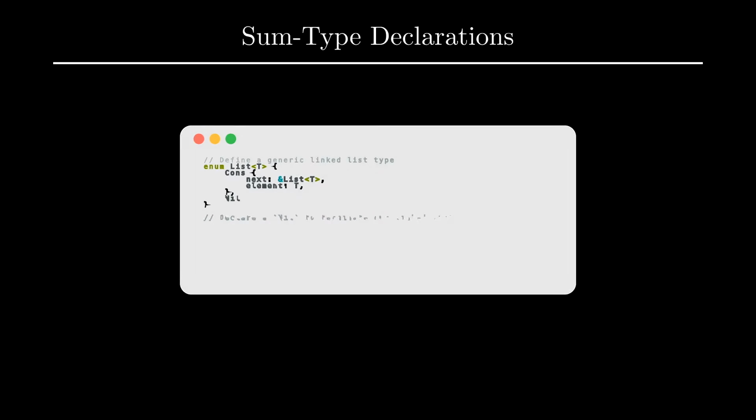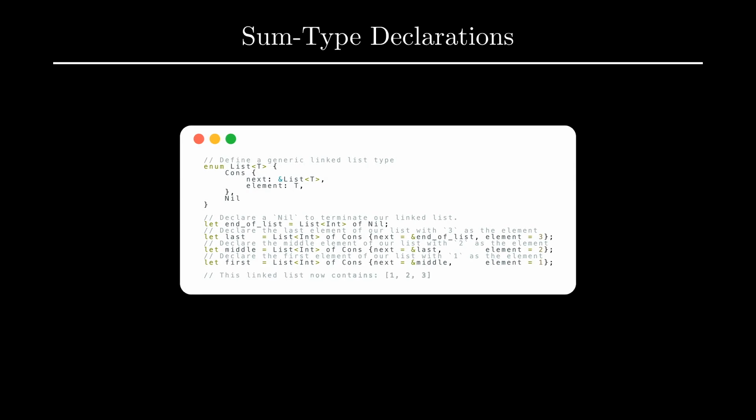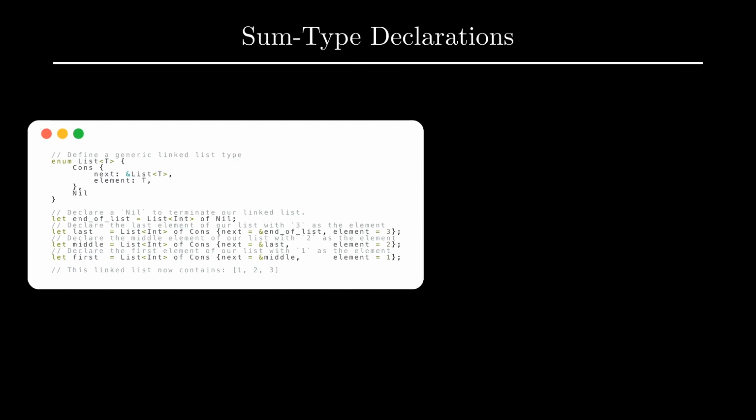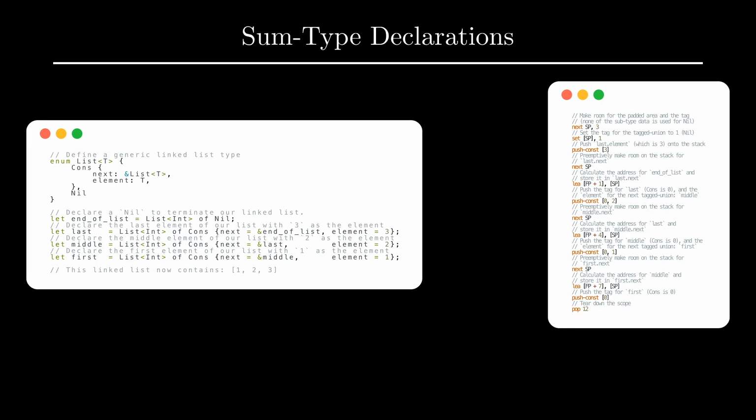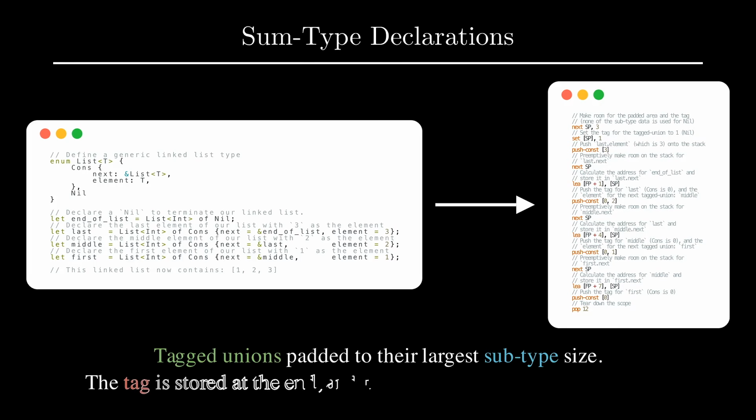Finally, let's look at how some types are compiled and represented in the IR. Here we define a generic linked list type called list, which can either be nil or cons. A cons value contains a pointer to the next list element and a value of type t. The nil value is a list element that represents the end of the list. We declare a list of integers that's 3 elements long, containing the elements 1, 2, and 3. The resulting IR code is longer than the previous examples, but it's still easy to understand.